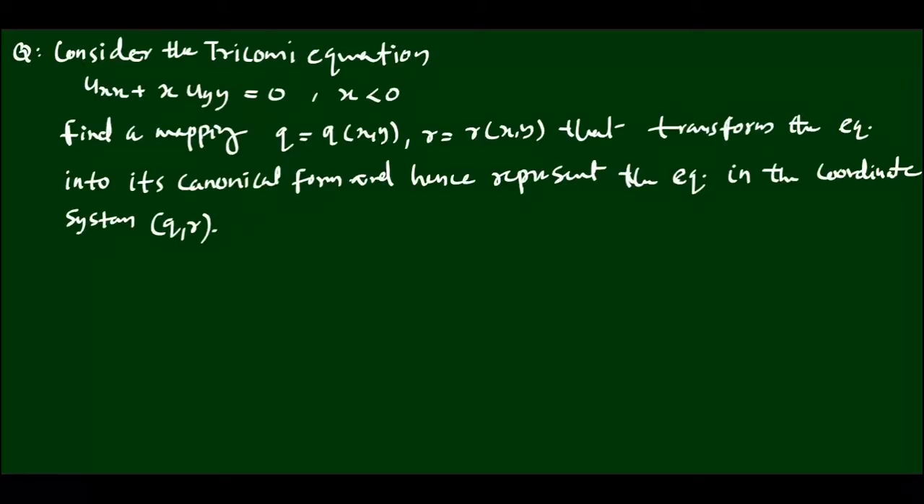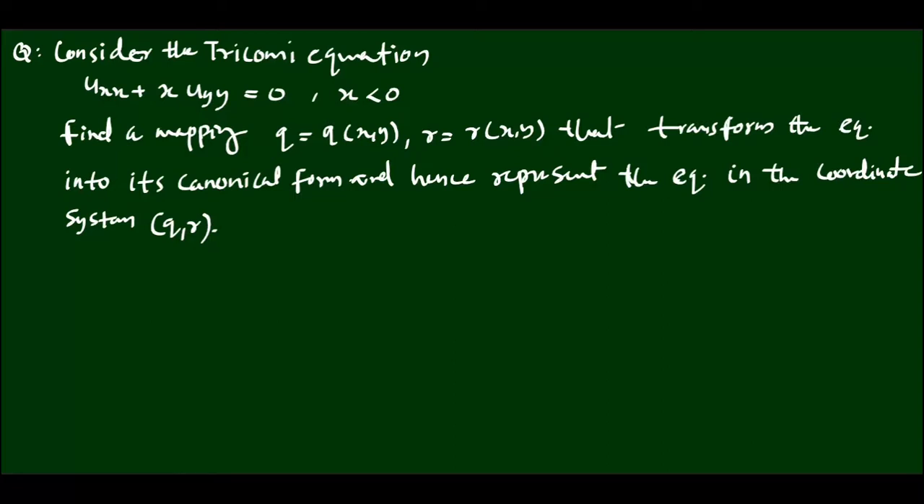In this video, we are going to solve a problem in canonical form of hyperbolic PDE. Consider the trichotomy equation u_xx + x u_yy = 0, x < 0. Find a mapping q = q(x,y), r = r(x,y) that transforms the equation into its canonical form and hence represent the equation in the coordinate system q, r.